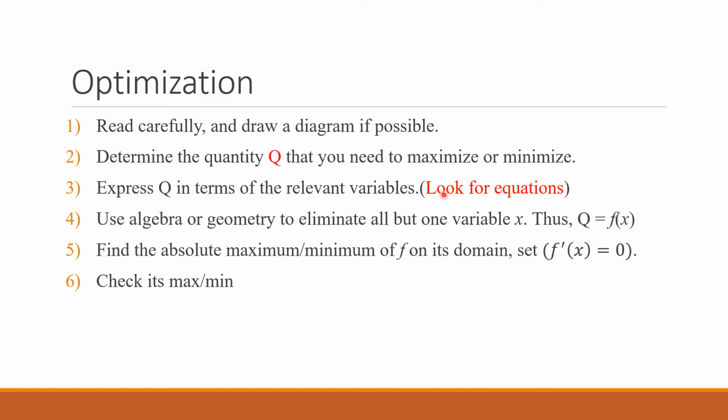We're going to be using equations to try to minimize variables as much as possible. Then we will use geometry or algebra to eliminate variables. We need to have only one variable that we can differentiate, and then we will find the absolute maximum or minimum using the first derivative test. And we need to check that it is either maximum or minimum.